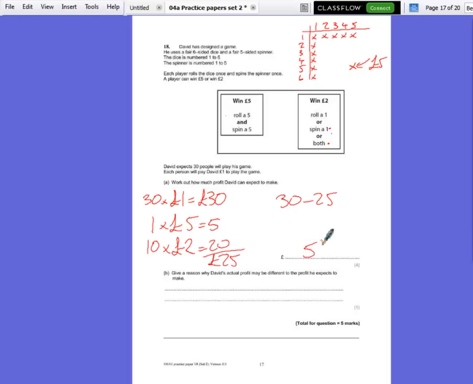It says, give a reason why David's actual profit may be different to the profit he expects to make. Well, probability is a measure of likelihood. It is not exact. So even though this is what we would expect to happen, it doesn't necessarily have to happen exactly like that.